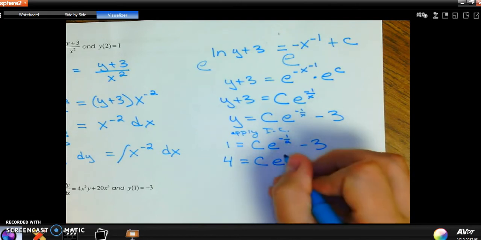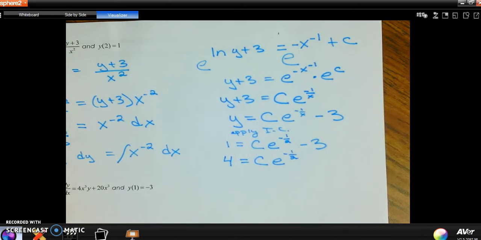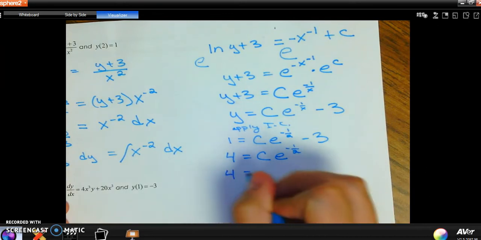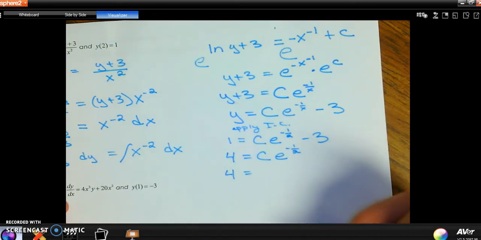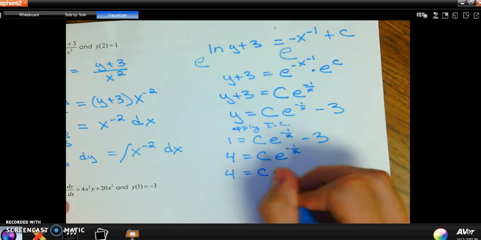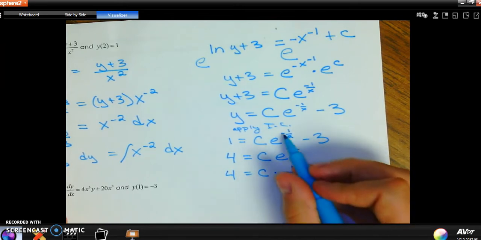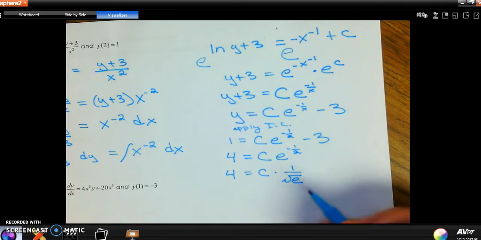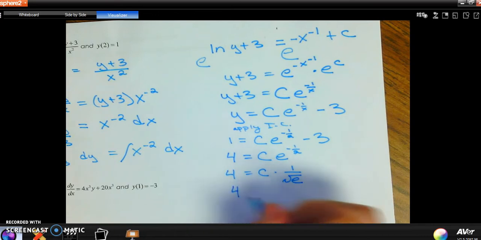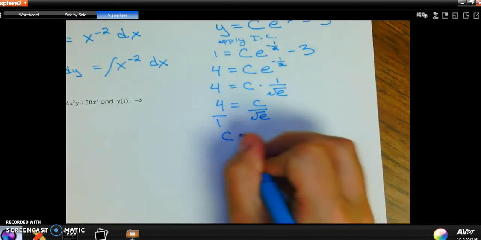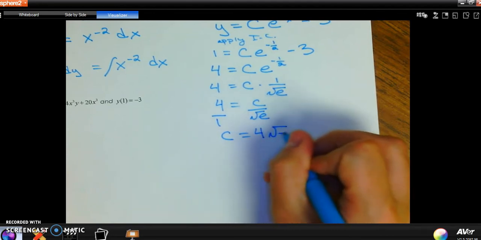I'll just write it in 2 steps. Having e to the negative 1/2 basically means that it's in the wrong part of the fraction. So you can think of this as 1 over the square root of e. You still have c, times 1 over the square root of e, because the negative 1/2 power means square root, but it's negative, so I have to put it in the denominator. So 4 equals c over square root of e. Then let's cross multiply, so you get c equals 4 square root e.